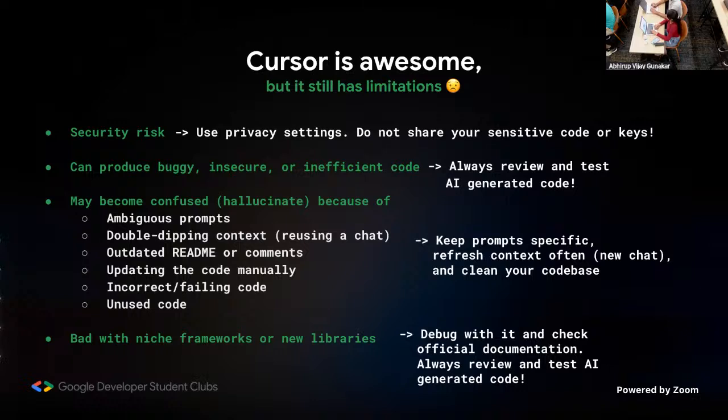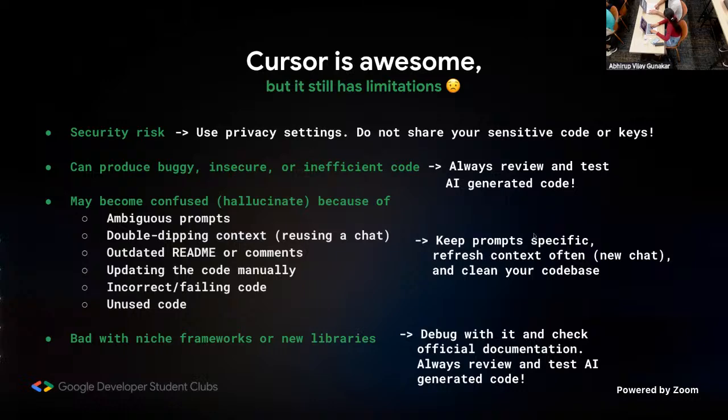To mitigate that, review your code. Make sure that you use new chats often when you're changing topics, and definitely try and keep your code base clean. And then it's also bad with new frameworks, new versions of frameworks, because the LLMs haven't heard about that stuff yet. So in that case, you would want to add new documentation.